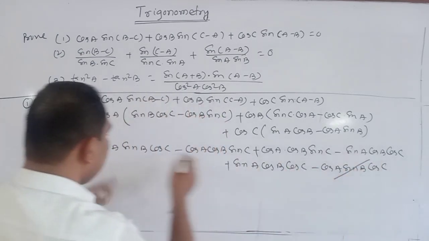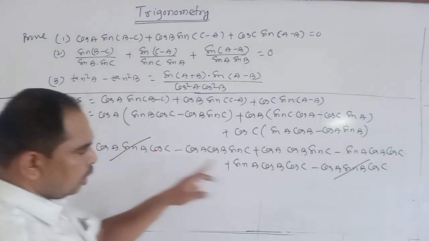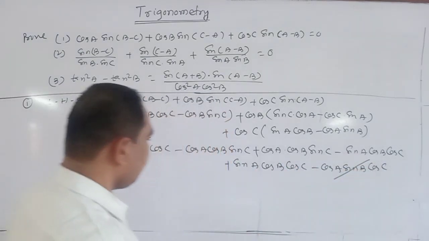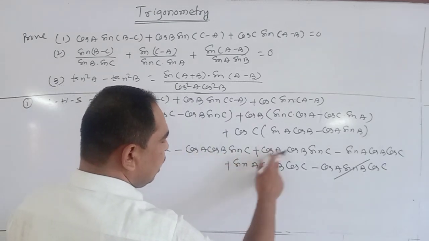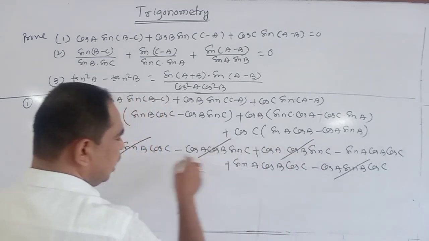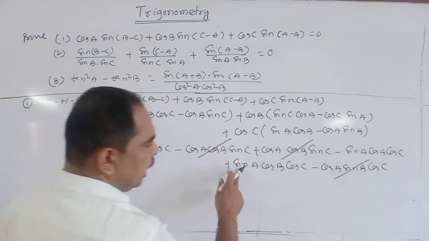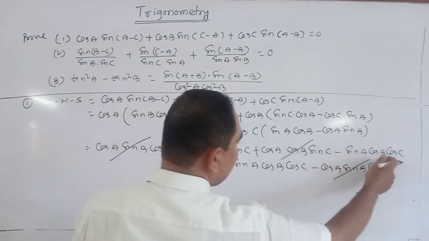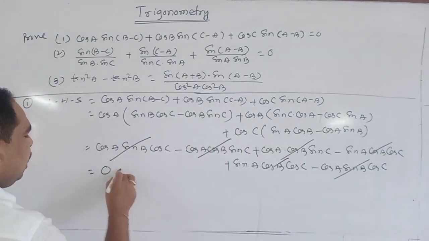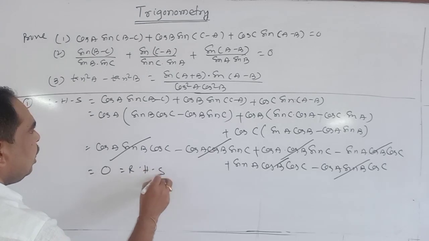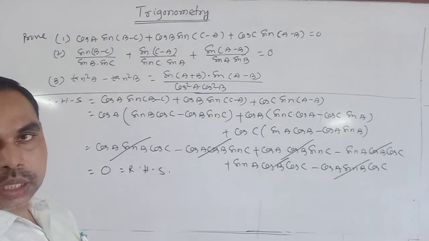तो माइनस प्लस कैंसिल, cos A sin B cos C, cos A sin B cos C कैंसिल. माइनस cos A cos B sin C, cos A cos B sin C, द प्लस माइनस कैंसिल. नेक्स्ट sin A cos B cos C, sin A cos B cos C, ये भी कैंसिल. तो व्हाट इज 0? तो दिस इज RHS. नेक्स्ट वन, सेकंड वन.